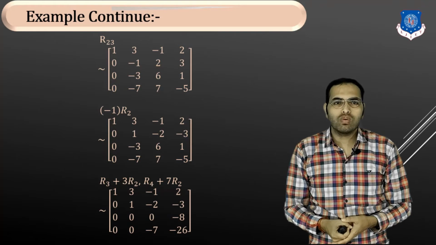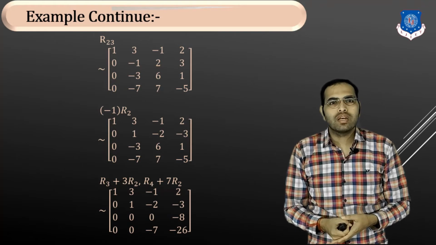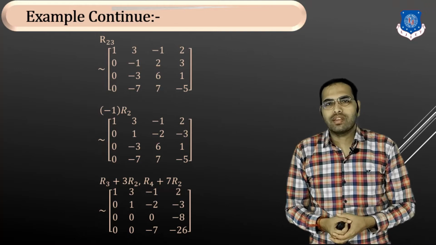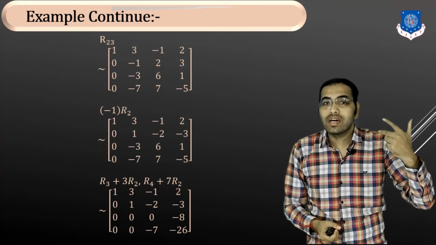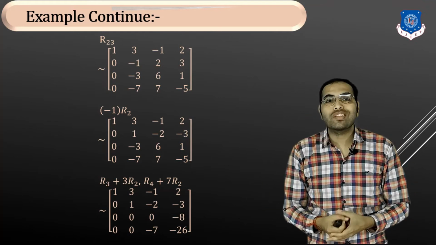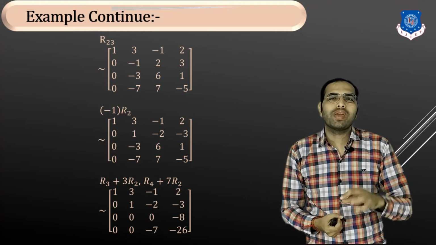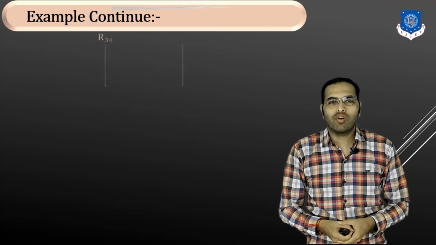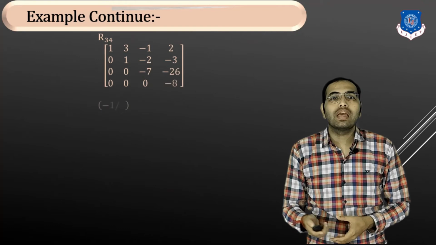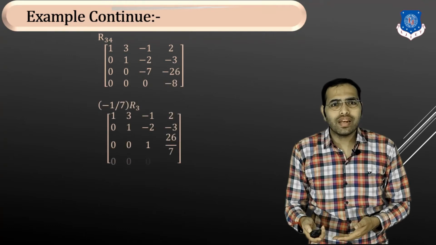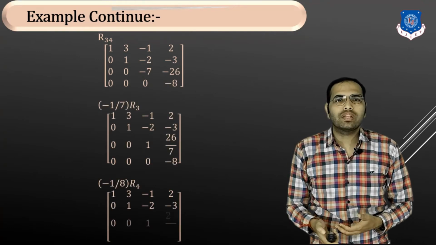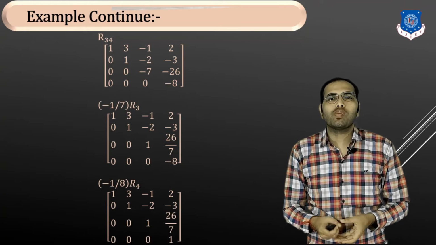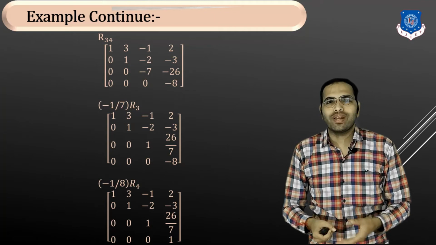1 3 minus 1 2, 0 1 minus 2 minus 3, 0 0 0 minus 8, 0 0 minus 7 minus 26. Now the first row and second row have a leading one, but the third row does not. To make the third row have a leading one, we interchange the third and fourth rows, that is R3 and R4. Then our matrix becomes 1 3 minus 1 2, 0 1 minus 2 minus 3, 0 0 minus 7 minus 26, 0 0 0 minus 8.